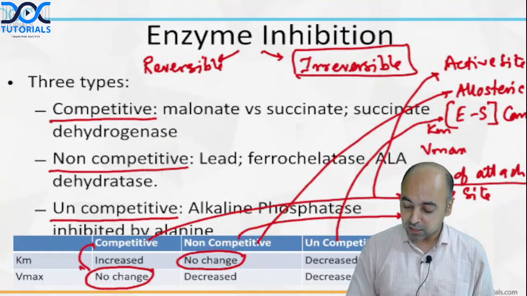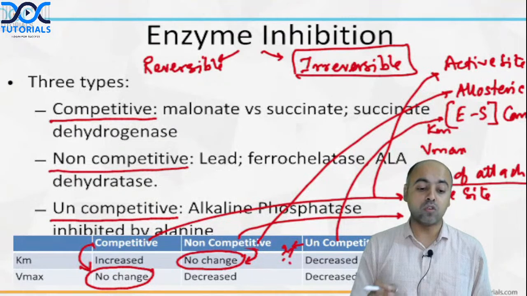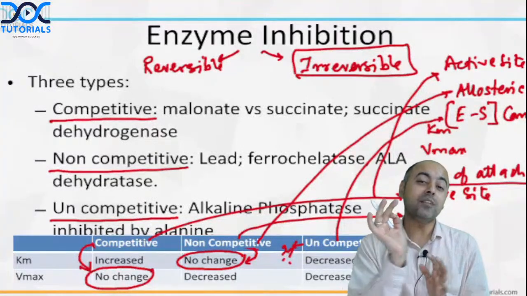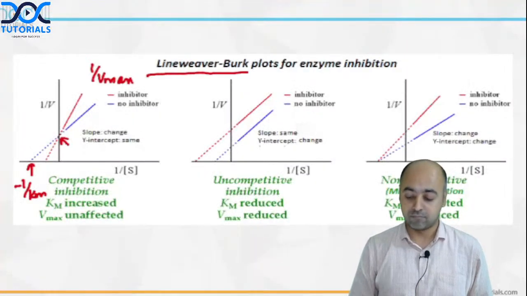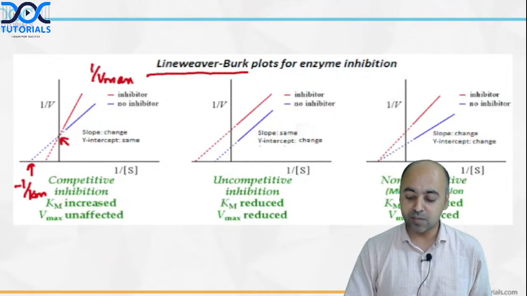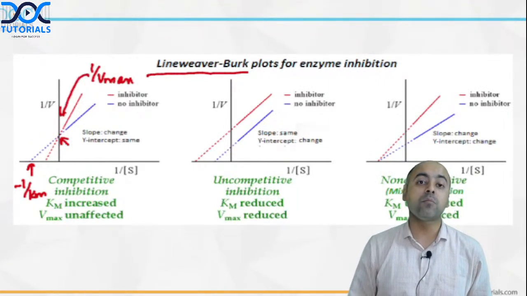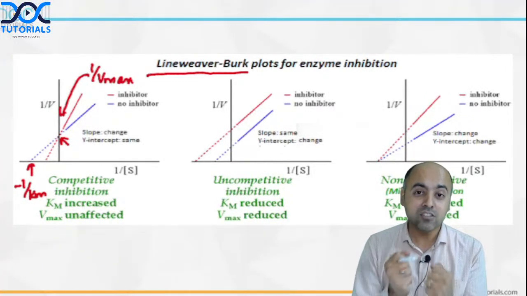In competitive inhibition, the Vmax doesn't change. In non-competitive inhibition, the Km doesn't change. Whereas in uncompetitive, there is no unit which is unchanged. Both Km and Vmax will change. Once you know this, and you know a little bit about the Lineweaver-Burk plot, it is very simple. In graph 1, both the lines are passing through the same point on the y-axis. On the y-axis, what is there? The Vmax is there. Meaning in the uninhibited reaction and the inhibited reaction, Vmax is unchanged.